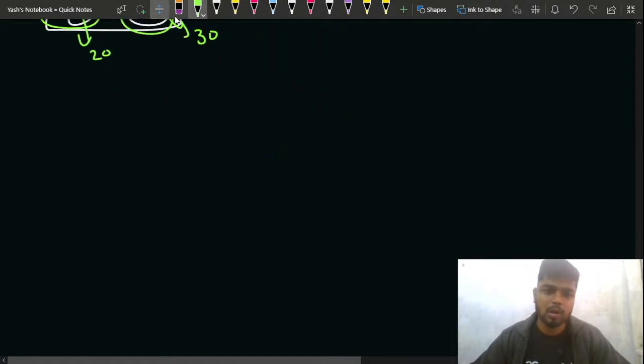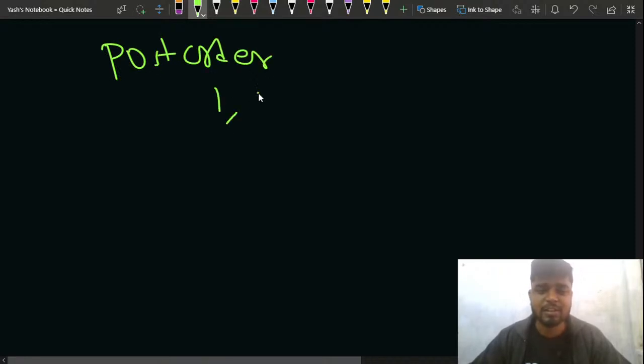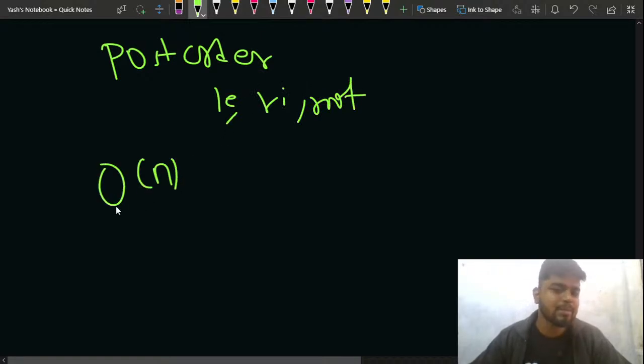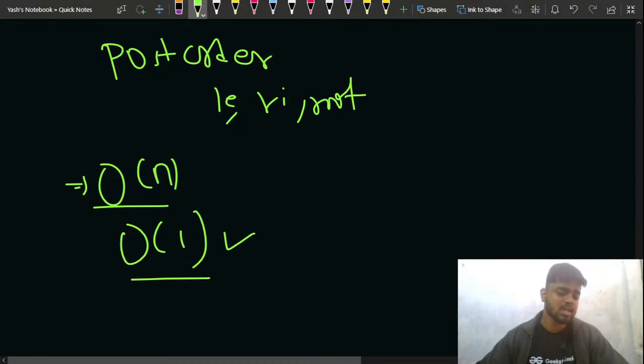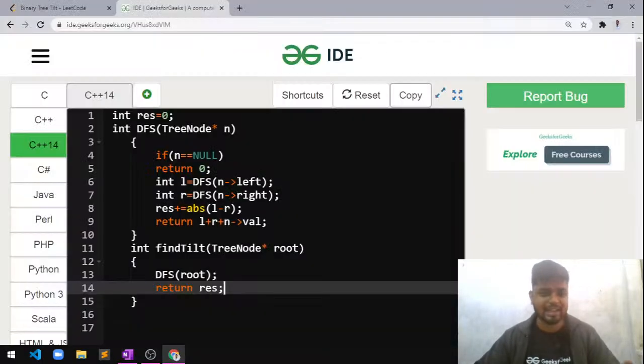Apart from this, one more thing I wanted to tell you is that for this function we are using a post-order traversal, that is left then right and then root. This takes order of n time because we are iterating through each node exactly once. And besides this, the space complexity is order of 1 because I haven't used any extra space. So I will show you the code part again.